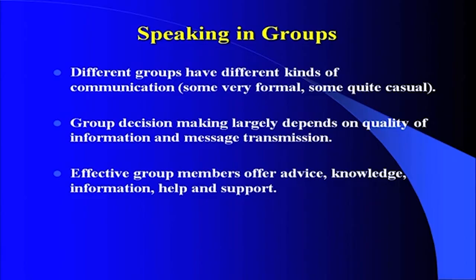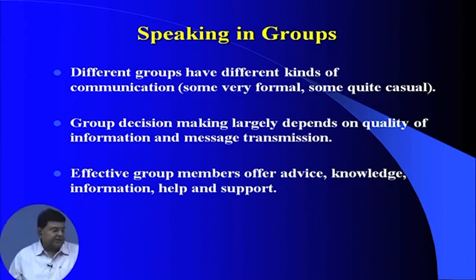And depending on the types of group, we are using that particular type. Group decision making largely depends on quality of information and message transmission. What kind of information, what the quality of information, all these are very, very important in a group and also in decision making. Effective group members offer advice, knowledge, information, help and support.